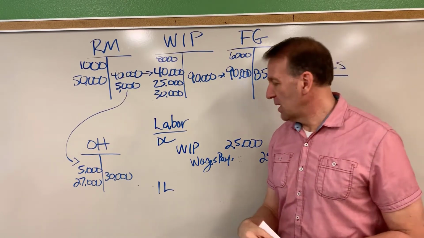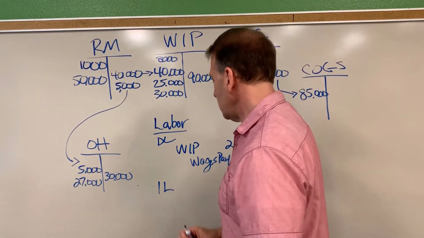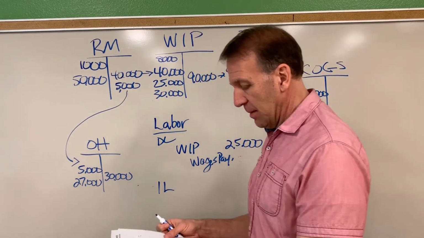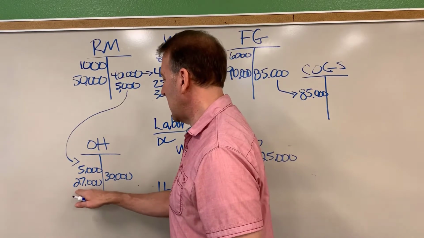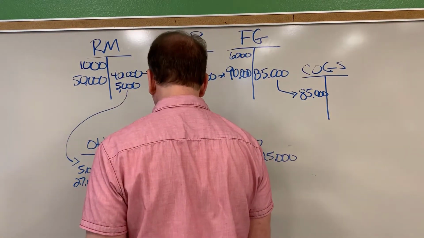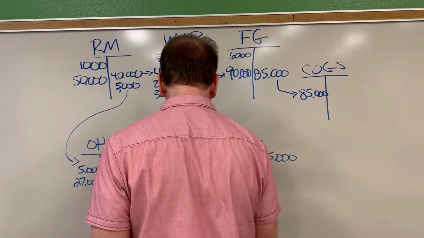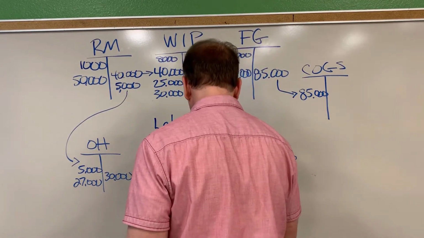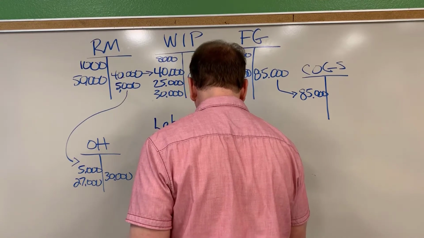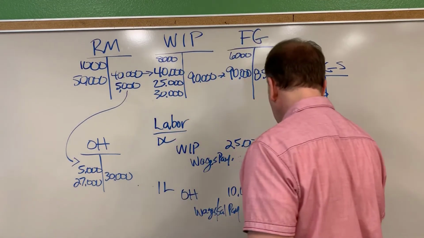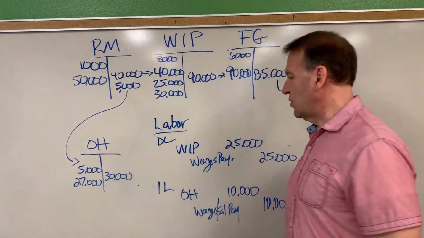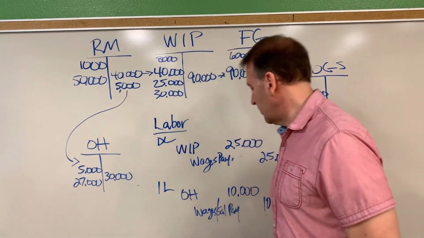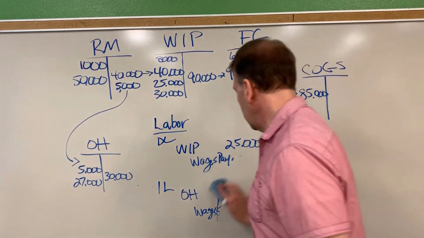and eventually it will be expensed in our cost of goods sold. Now for indirect labor, let's assume that our indirect labor is part of this 27,000. I'm just going to make up the number here. Let's say that it's $10,000 of that. So our overhead would increase $10,000, and then our wages and salary payable would be $10,000. So that would be putting our indirect labor into that account. Okay, let's erase that now.